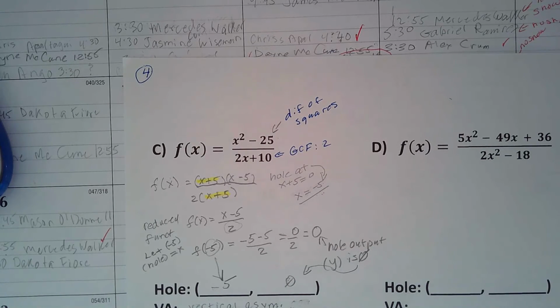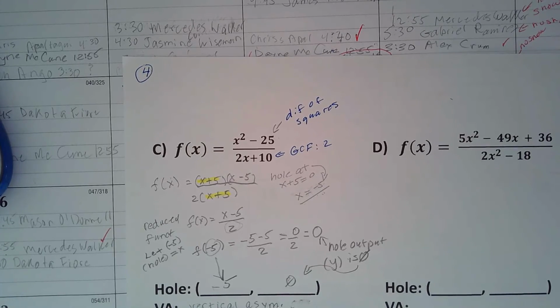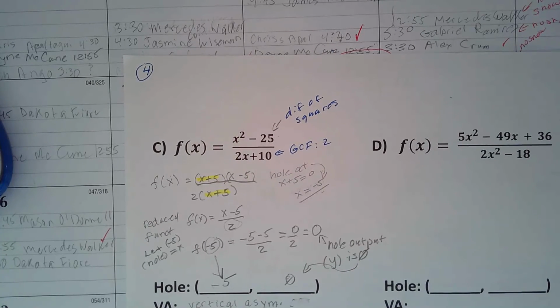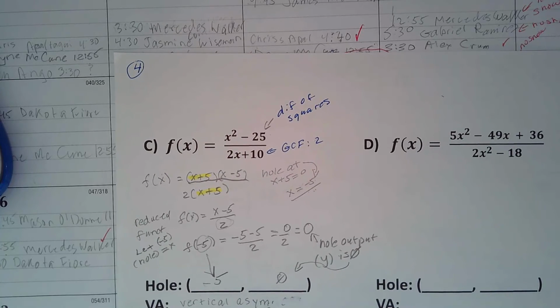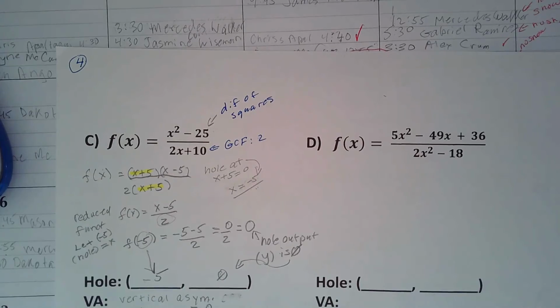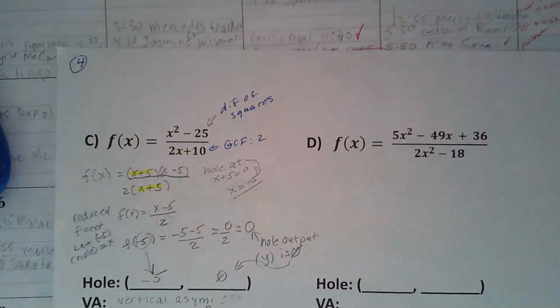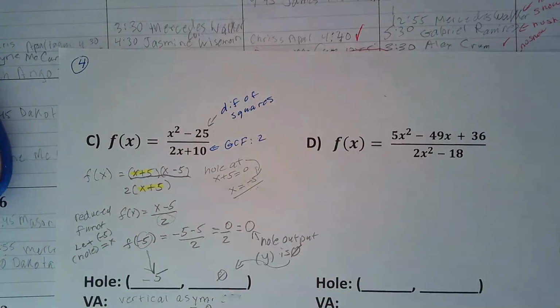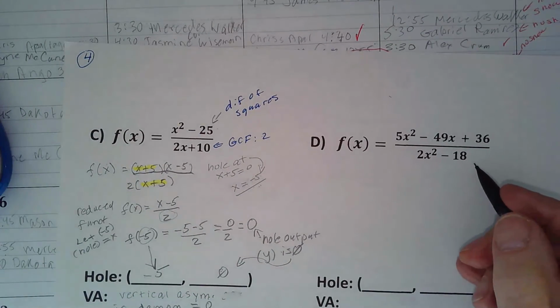So you just leave that alone. Again, I believe you just leave it blank in Delta Math. Okay, but it may give you the option of saying no vertical asymptote. I don't know. All right, so let's do this next one.